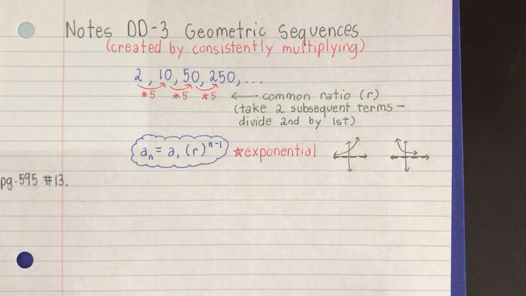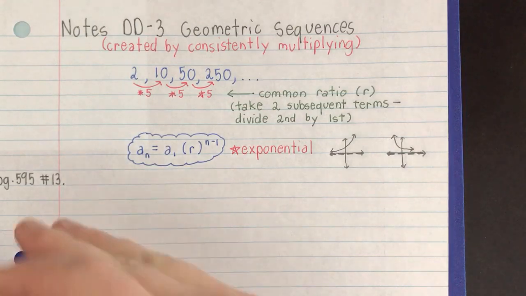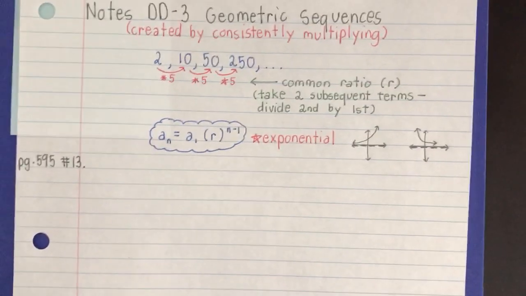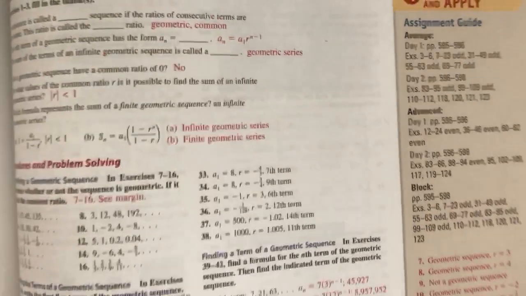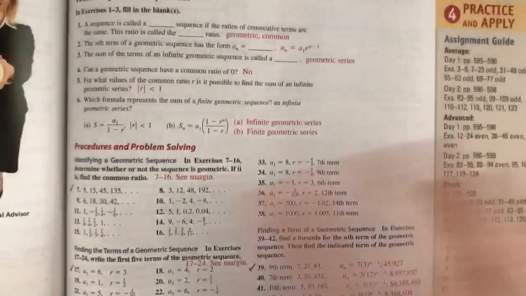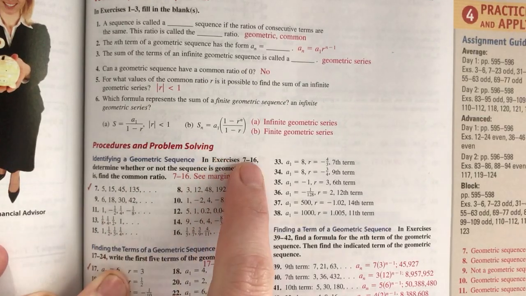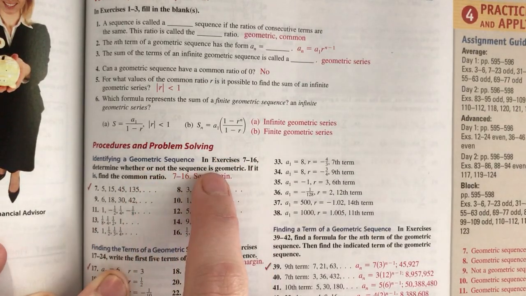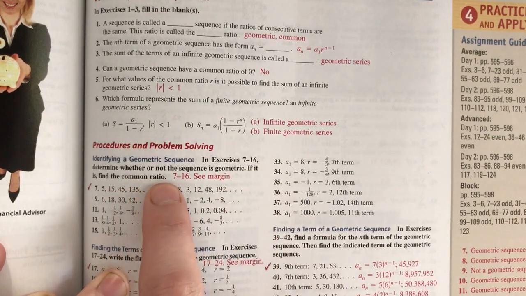Today all the problems are coming from the book, so I'm going to try and switch back and forth nicely so you can see the problem, and then back to the paper so you can see the work. We're working on page 595, number 13 is our first problem. In exercises 7 through 16, determine whether or not the sequence is geometric. If it is, find the common ratio.